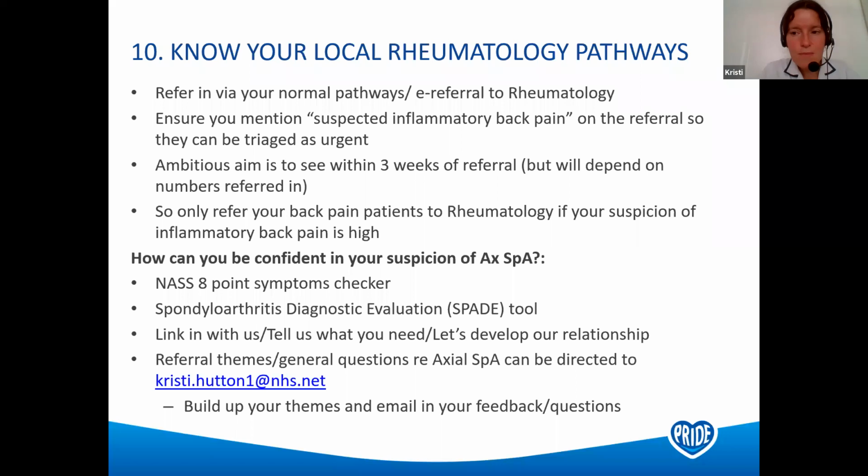If you're getting themes or you're struggling, I'm not encouraging you to ask me questions about every patient. I only work Mondays and Thursdays, so I wouldn't be able to manage a question on every patient you've got. But if you're getting themes, then please do email me, build up your themes, send in your feedback, send in your questions. I'll welcome any feedback after today's presentation as well.